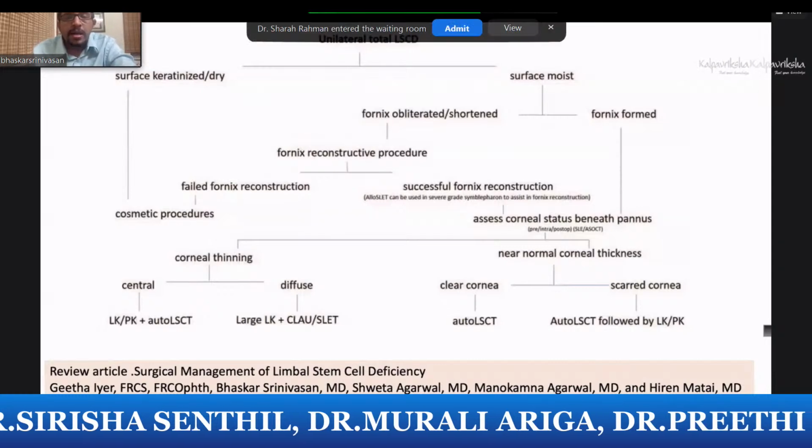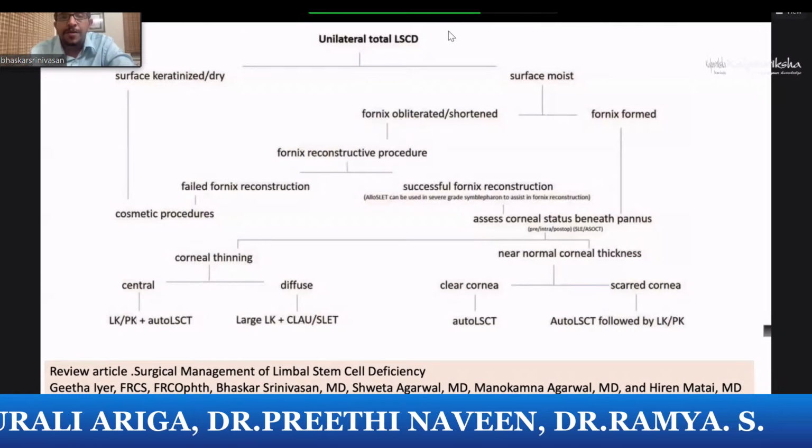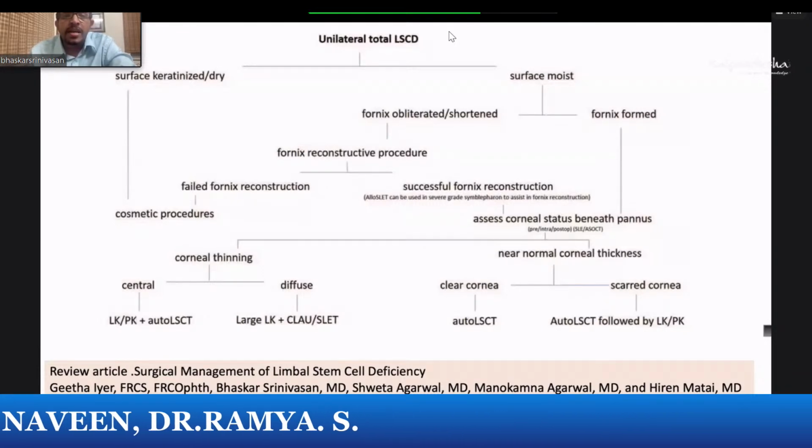When you're talking about limbal stem cell deficiency, obviously you need to know whether it's unilateral or bilateral. If it is unilateral, you need to know whether it's a moist eye or a dry eye, keratinized surface. Unilateral dry keratinized surface, you are only going to be addressing a cosmetic nature.